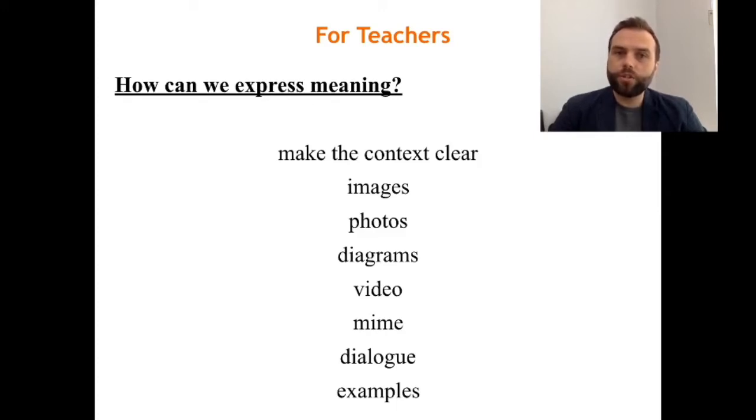So here are some suggestions about how to express the meaning of new language. Now, I would suggest use as many of these as possible. I think just one is probably not enough. So use a video and a diagram, for example, or image and dialogue. So think about how you can express the meaning of the word.